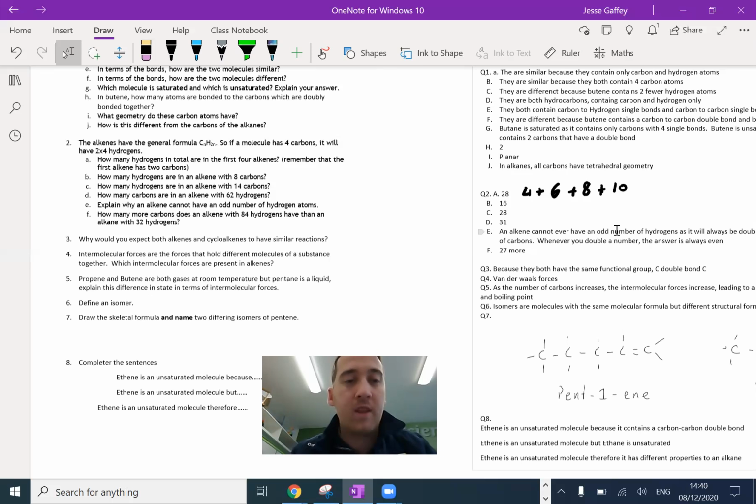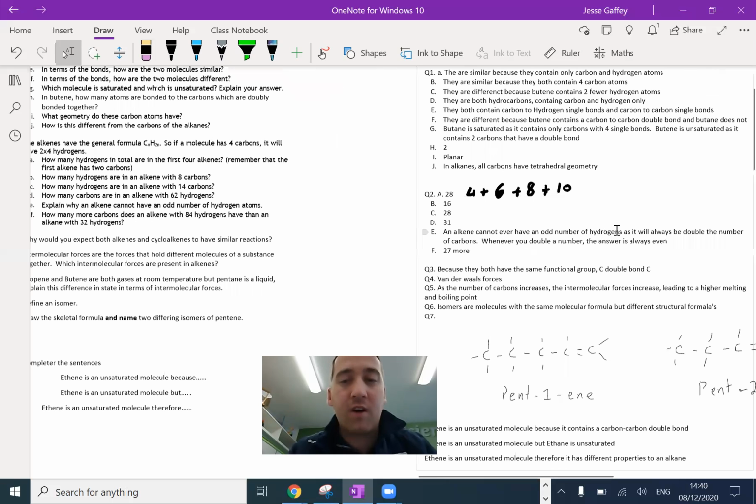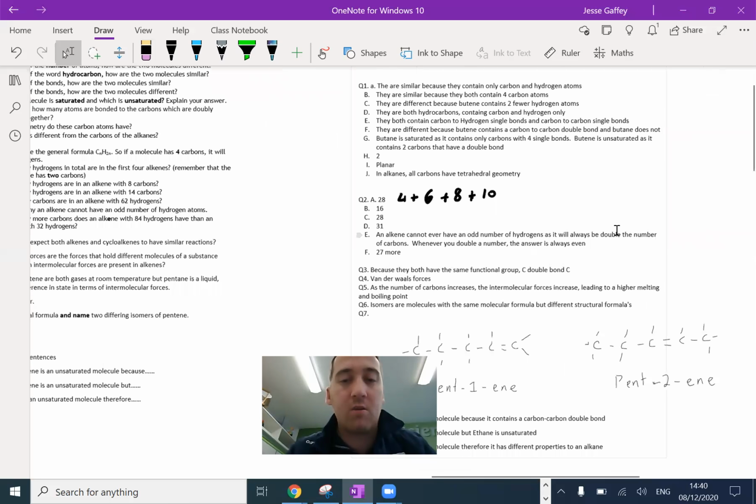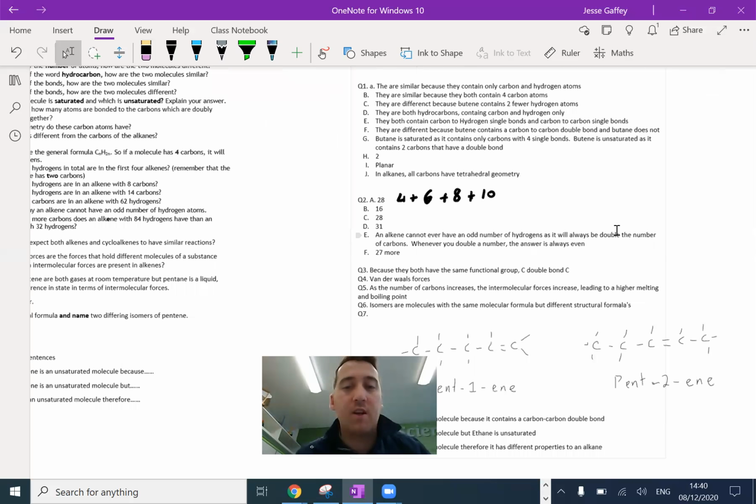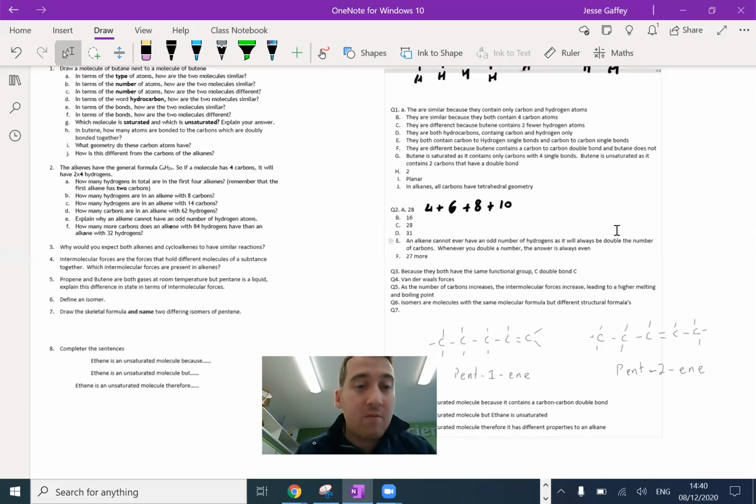They flipped the question there, so got to be careful. Explain why an alkene cannot have an odd number of hydrogen atoms. Well, an alkene can never have an odd number of hydrogen atoms because it's always double the number of carbons. And whenever you double a number, the answer is always even. Interesting fact, that.